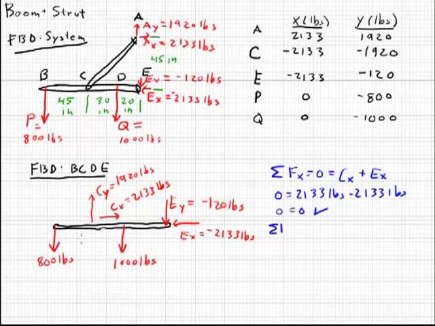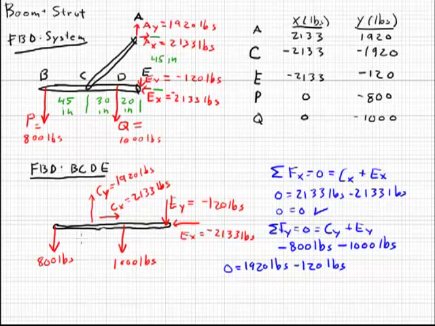Now if we add up the forces in the y direction, they equal 0. We end up with CY plus EY minus 800 pounds minus 1,000 pounds. 0 equals 1,920 pounds minus 120 pounds minus the applied loads of 1,800 pounds. And this checks out as well.